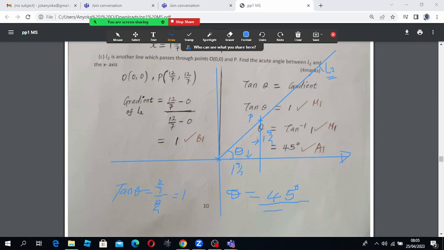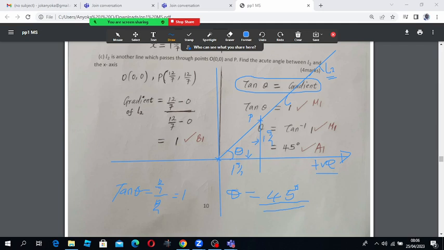Now I want you to memorize the following. Tan theta is always equal to the gradient of the line, where theta is the angle between the positive x-axis and the line. So that is what we use.